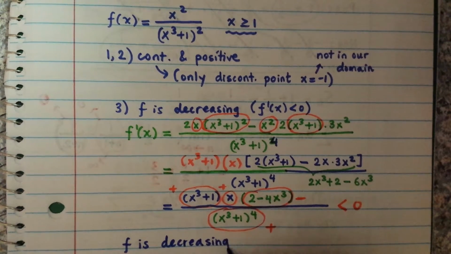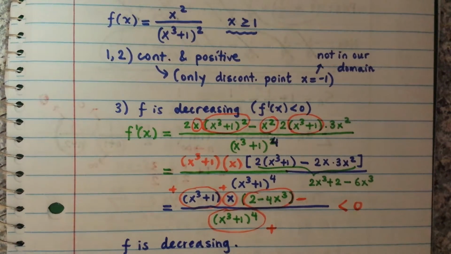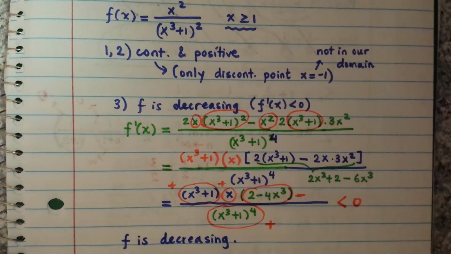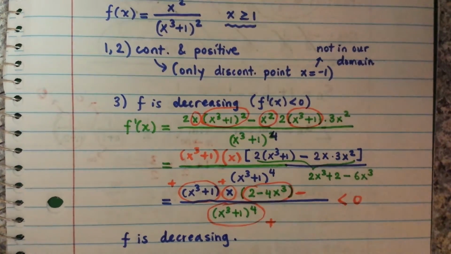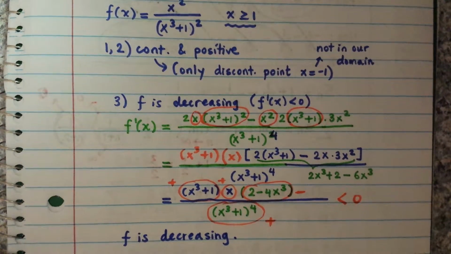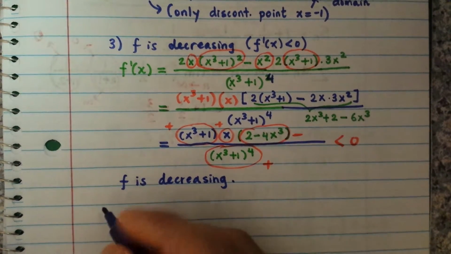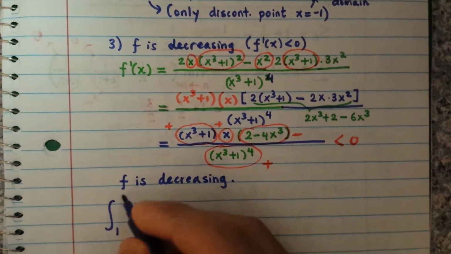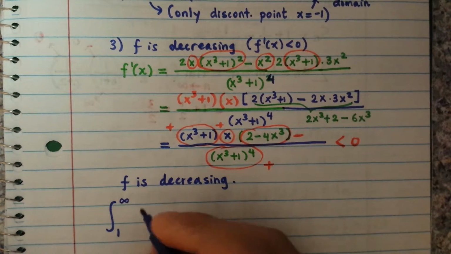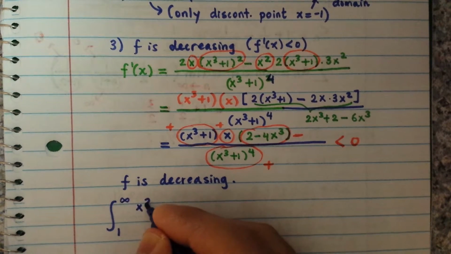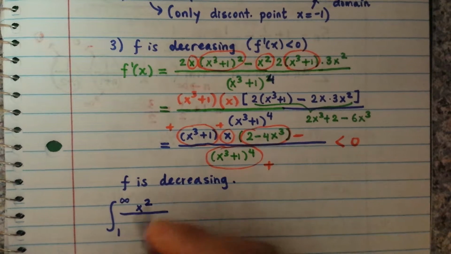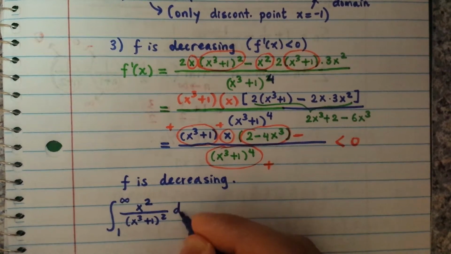So we prove the conditions of the integral test that this function satisfies them. So the next thing that you're going to do, that's the final part, is compute the improper integral. So we will compute the improper integral from 1 to infinity of x squared divided by (x cubed plus 1) squared dx.